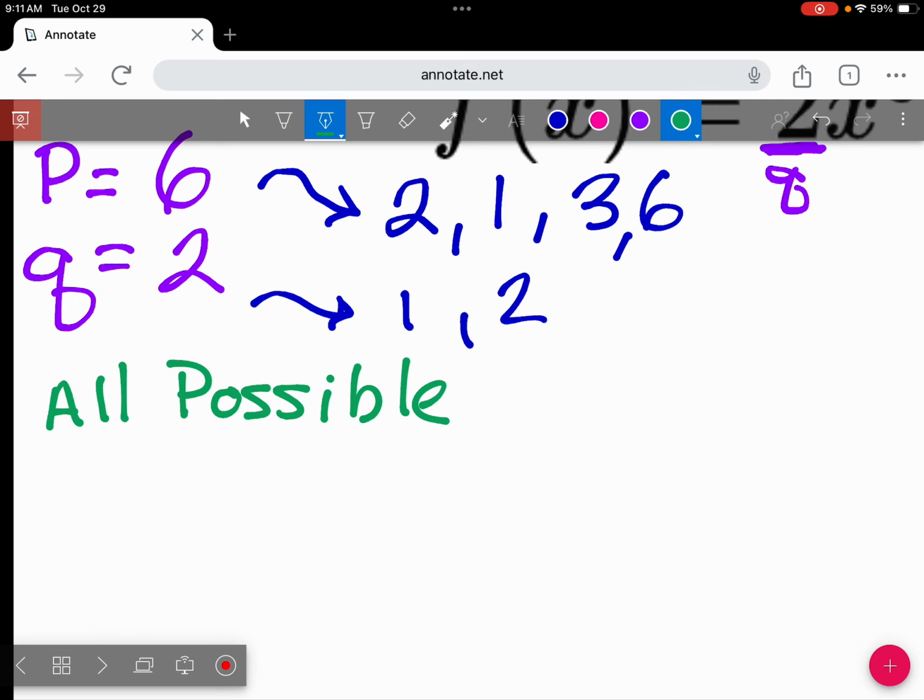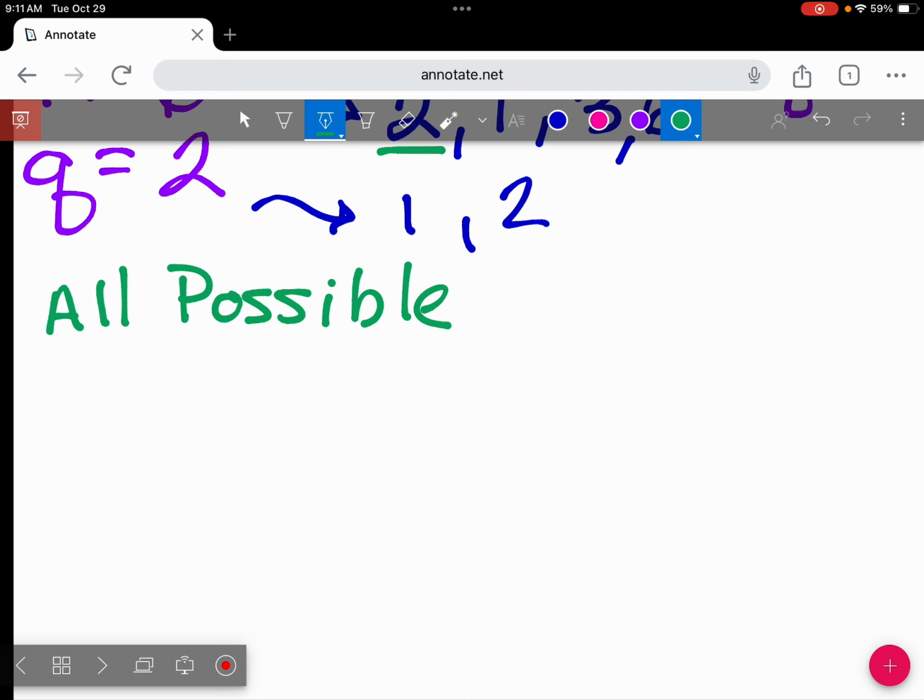So I'm going to take each of these terms and set them up as a ratio. So using that 2, I'm going to have my plus or minus 2 over 1. So that's just going to be 2. And we're going to have our plus or minus 2 over 2. Well, that's just 1.